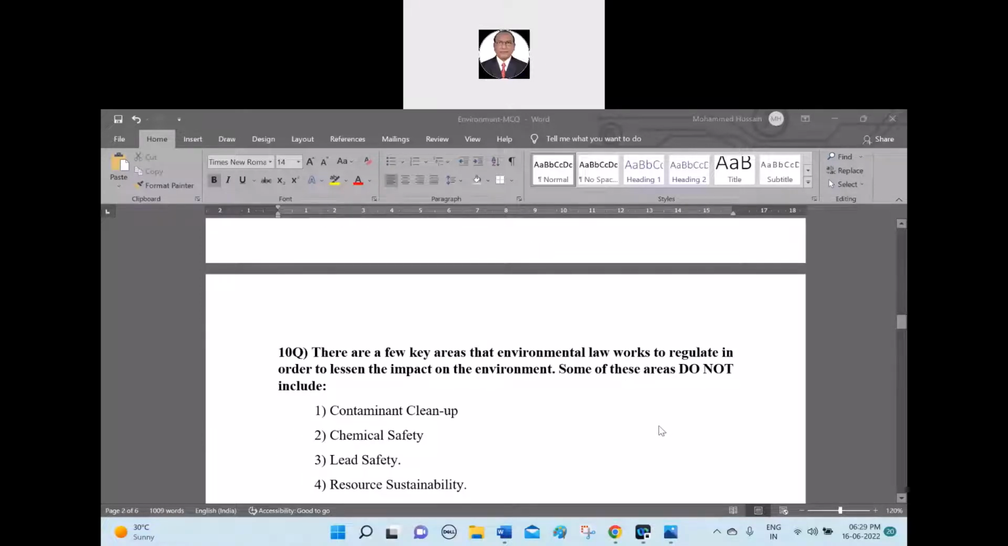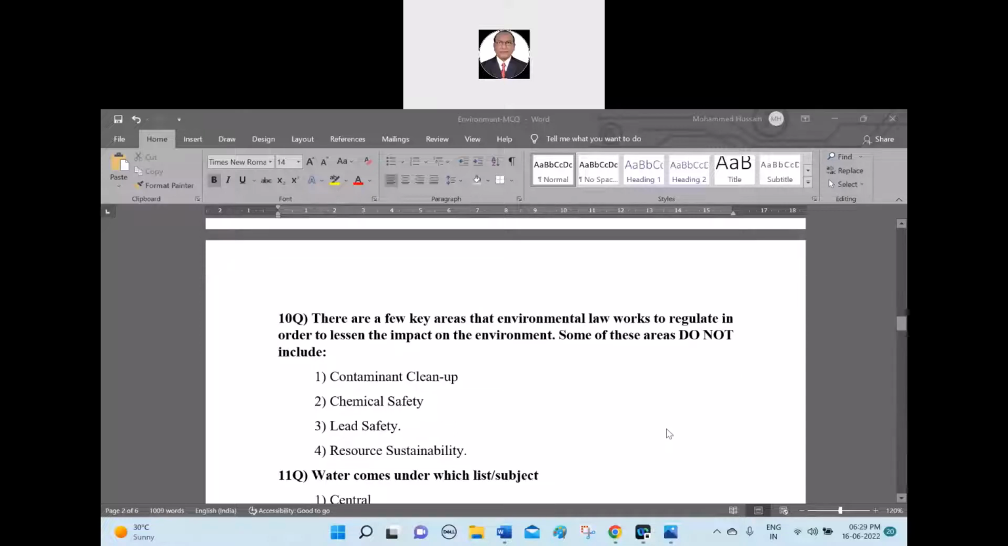Yes, the 10th question. There are few key areas that environmental law works to regulate in order to lessen the impact on the environment. Some of these areas don't include. I said don't include. Means other three are included, but one is not included. Number one, contaminant clean up. Two, chemical safety. Three, lead safety. Four, resource sustainability. Which one is the correct answer to the 10th question? I said do not include.